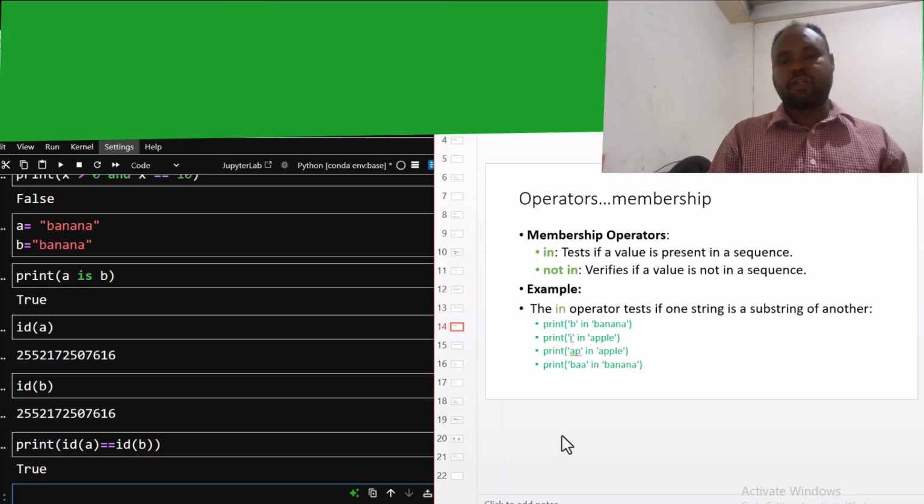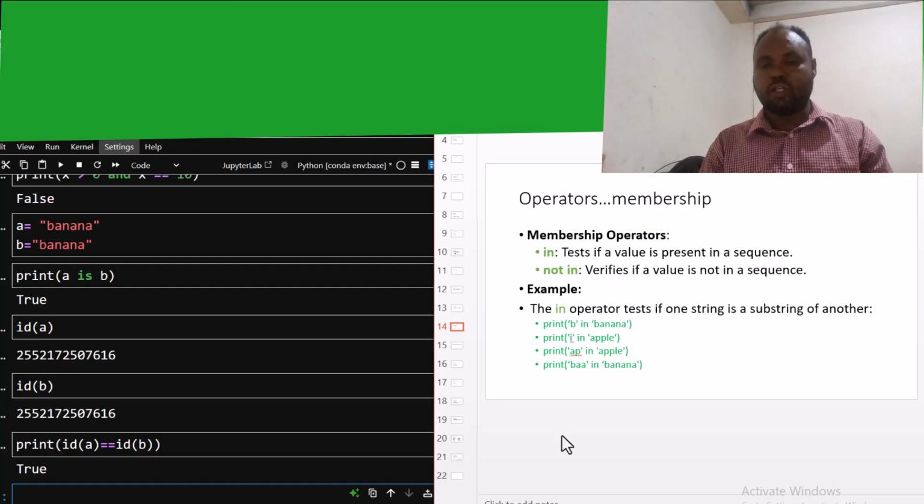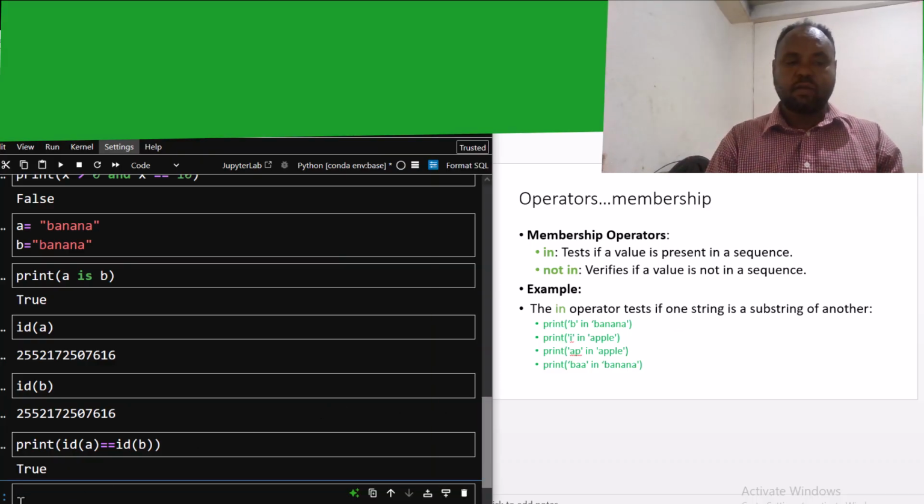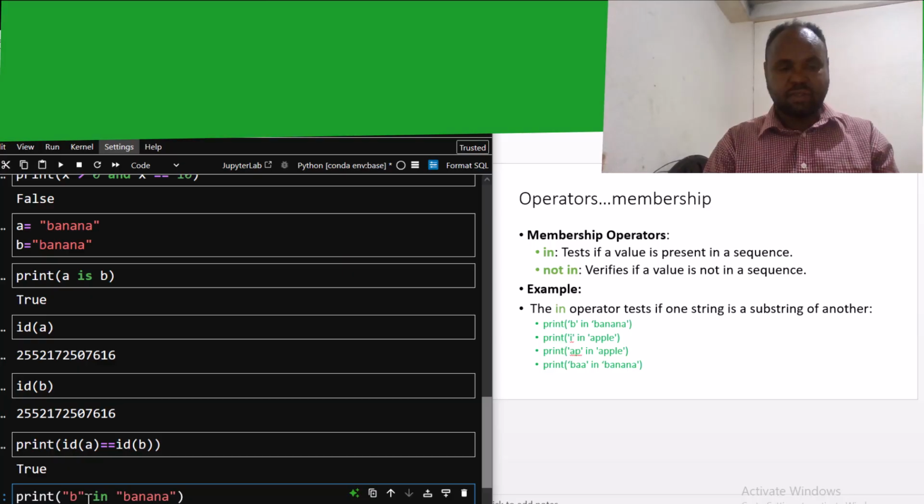Membership operators also evaluate to either true or false, through in and not in, right? The in operator tests if one string is a substring of another. For example, print B in banana. Yes, B is in the banana string. So this expression returns true, right?